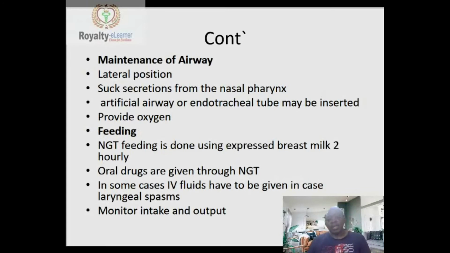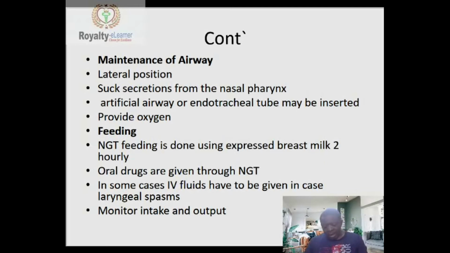Let us now look at the maintenance of the airway. The patient should lie in the lateral position. You can suck secretions from the nasopharynx. The patient lies in the lateral position to avoid aspiration of secretions. An artificial airway or endotracheal tube may be inserted, and you are going to provide oxygen to the patient.